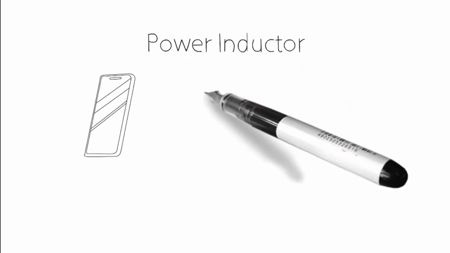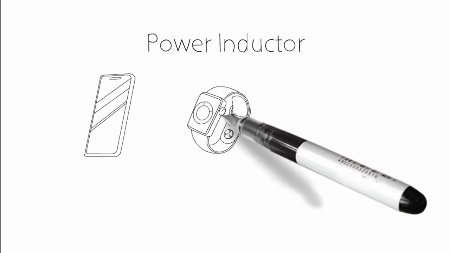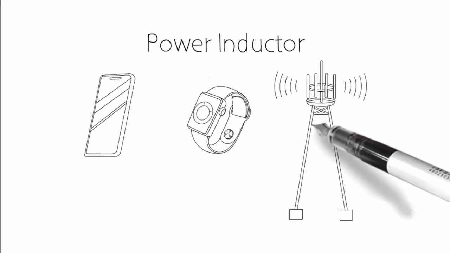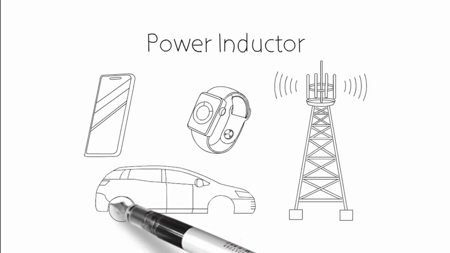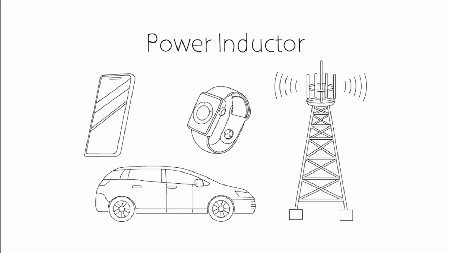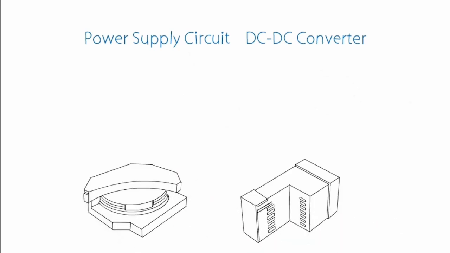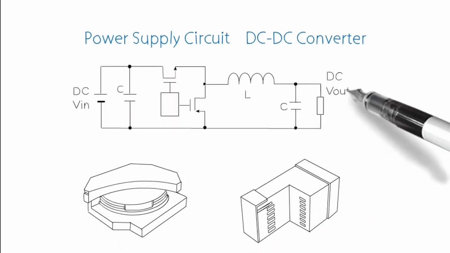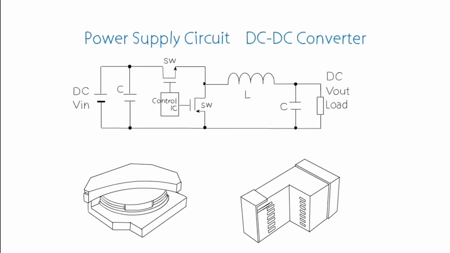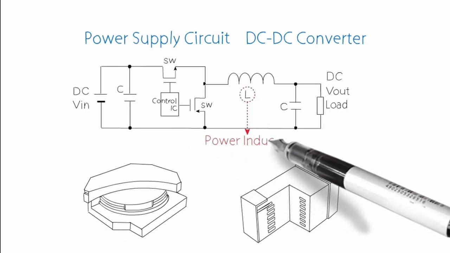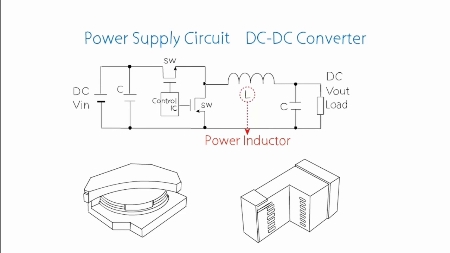Power inductors range from very small ones used in smartphones and smartwatches to large ones used in communication base stations, cloud servers, and automobile electronic circuits. These electronic circuits require a power supply. AC-DC converters and DC-DC converters are used in power supply circuits in many types of equipment. The major components of a DC-DC converter include a control IC, switching element, power inductor, and capacitor.